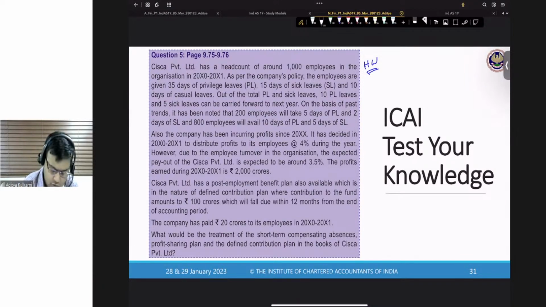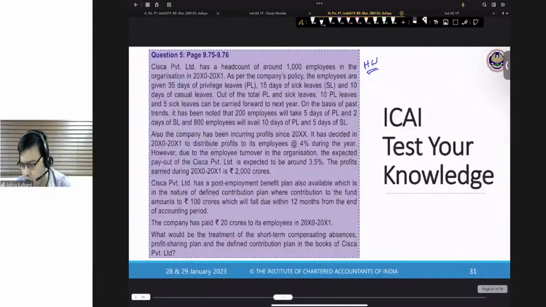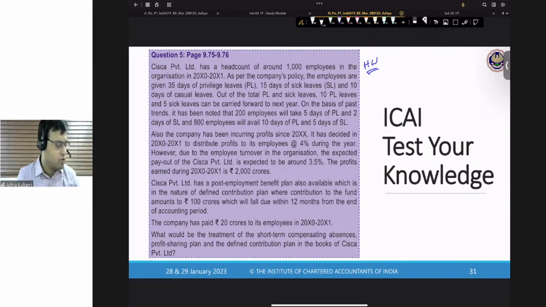Yes. I had also told you to try question number 5. Could you do question number 5? Did you try question number 5, or do you want me to do it? Did you try question number 5, which is there in your test your knowledge section? Kaushiki, Rashmi. Who all are there? Shailendra, if you are there. Did you try question number 5?